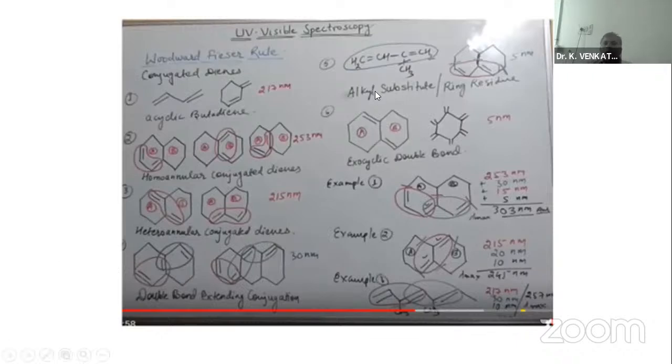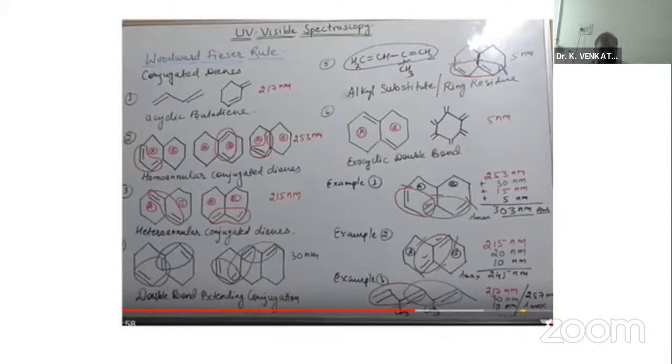And this is for alkyl substituents. This methyl group is an alkyl substituent or ring residue. We focus on the butadiene, and the remaining part is cut. That part is called the residue or substituent. What is the value? 5 nanometers.